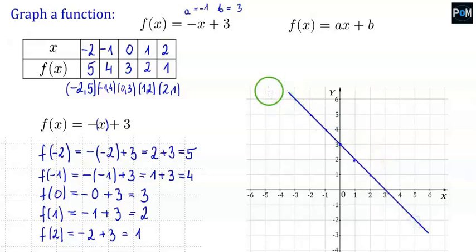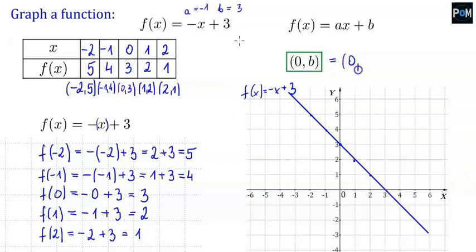Let's draw this line and label it. And I'm pointing out again the point 0, b that every linear function's graph goes through. In our case, this 0, b point is the point 0, 3. This is the point, and this is where the graph intersects with the y-axis.